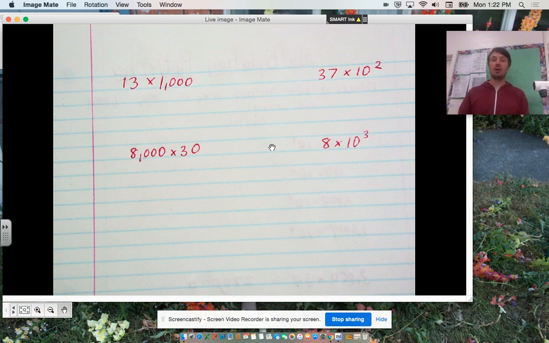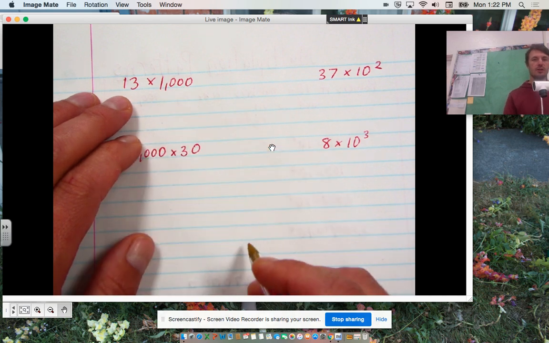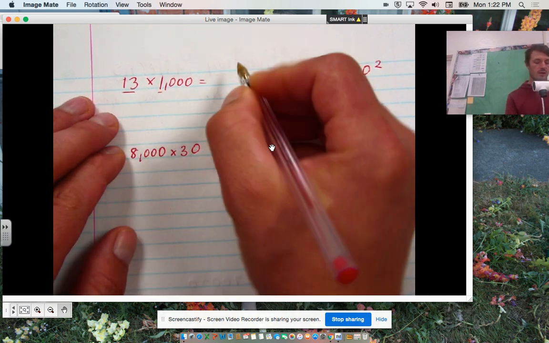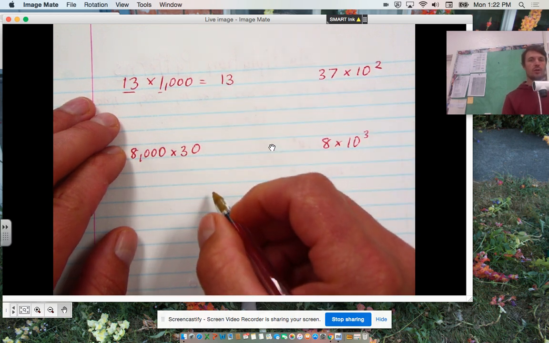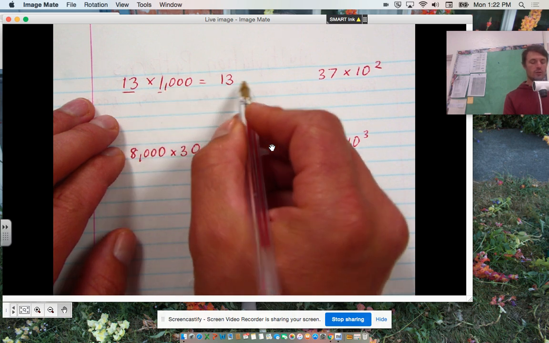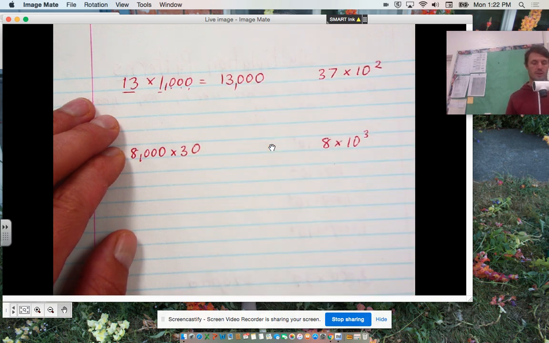Okay, hopefully you paused the video and you already solved all 4 of these problems. Now I'm going to solve them and you can see if you did them correctly. Here we have 13 times 1,000. All we have to do is multiply the 13 times the 1. 13 times 1 is 13. And then add the 3 zeros in this factor to the product. 1, 2, 3, 13,000.